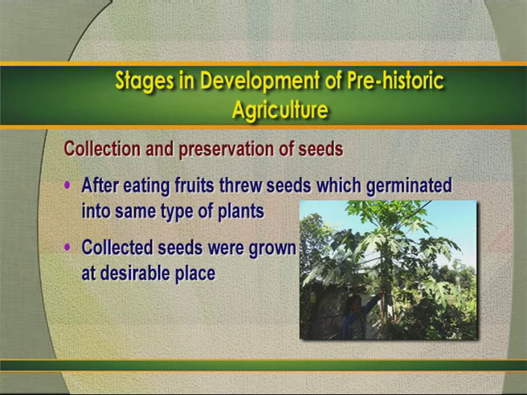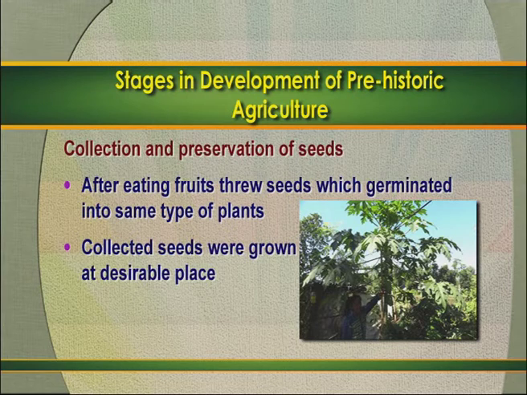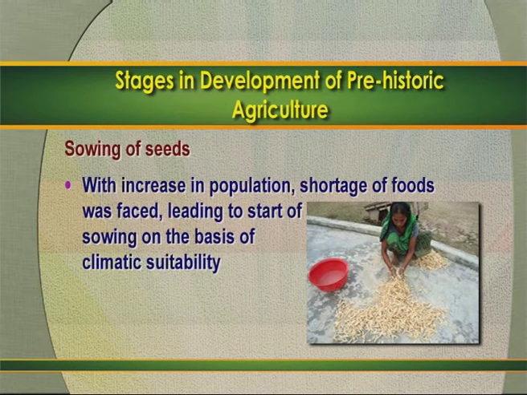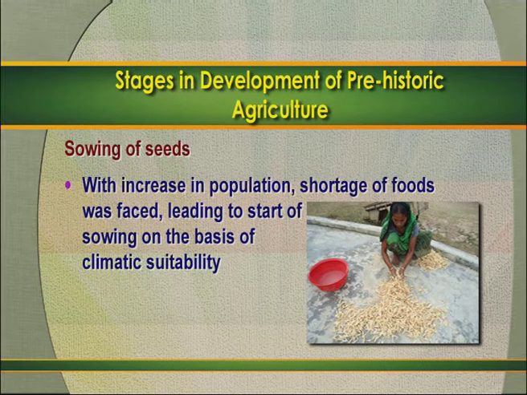So, after using the seeds, they used to throw the seeds, and they might have observed that the thrown seed had germinated. With this, they might have started collecting the seeds, and in the next stage, they started the sowing of seeds by spreading them in a place. So, with these things, the sowing of seeds was started.